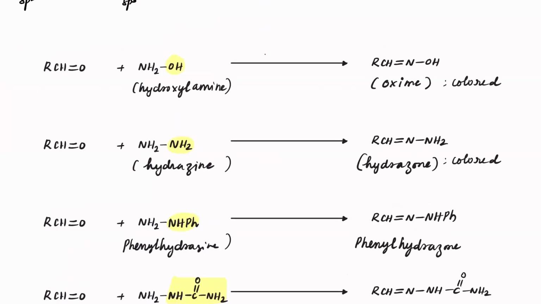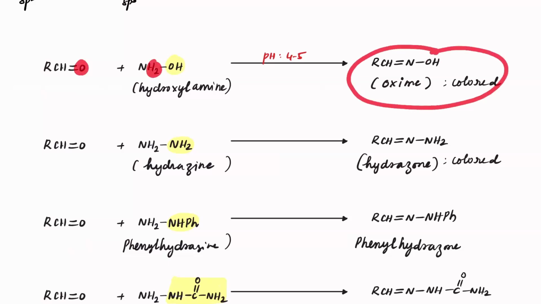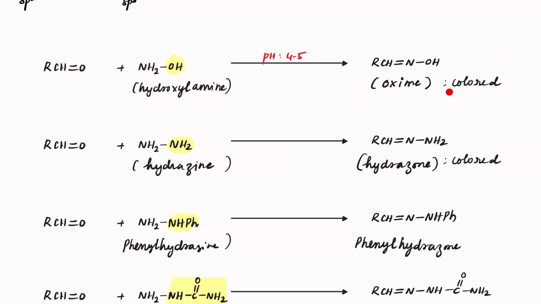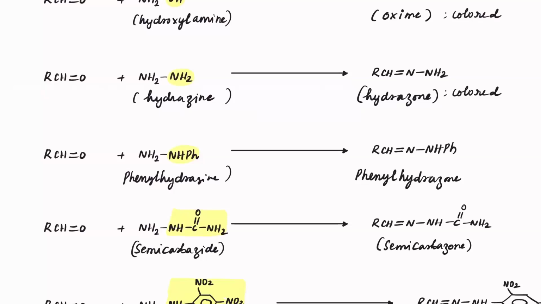So keeping that same mild pH 4 to 5, you will be able to remove this H2 and O and connect together to convert into an oxime. And I told you they are usually crystals, they can easily be crystallized and most of them are colored. Same goes with hydrazine also. This H2 and O will go away, converting into this double bond N and H2. Now, this is called hydrazine, right?